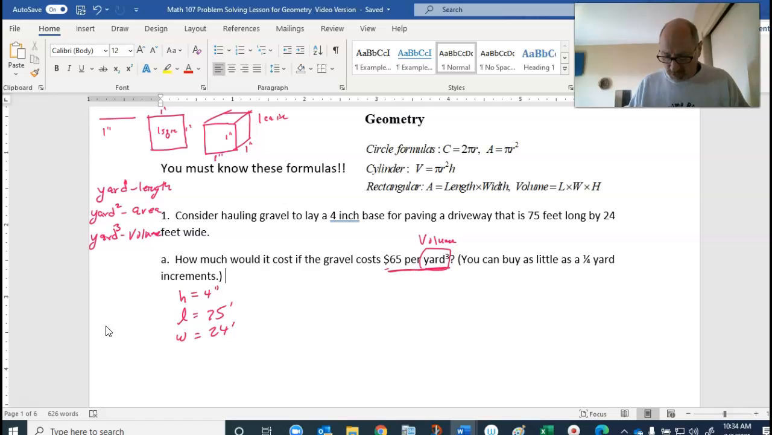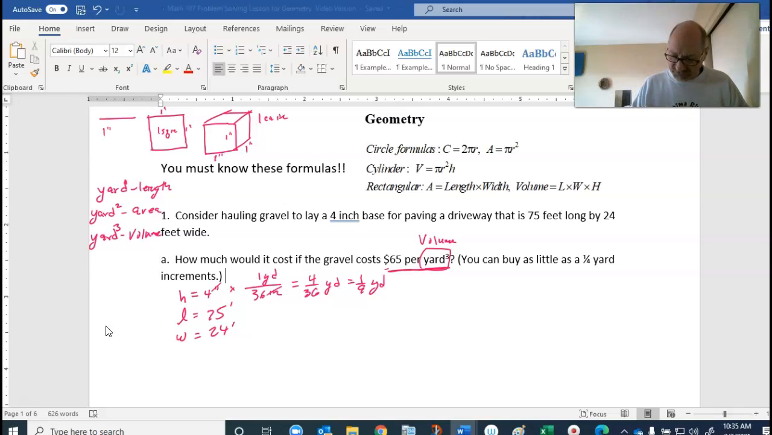To change 4 inches to yards, we need to know that 1 yard is equal to 36 inches. So those inches will reduce, and we get 4 over 36 yards, which is equal to 1/9. It's 1/9 of a yard deep.